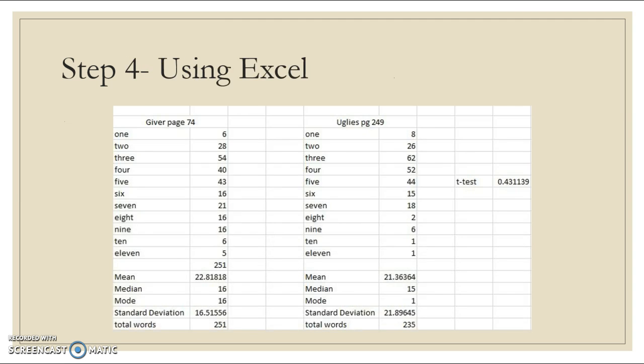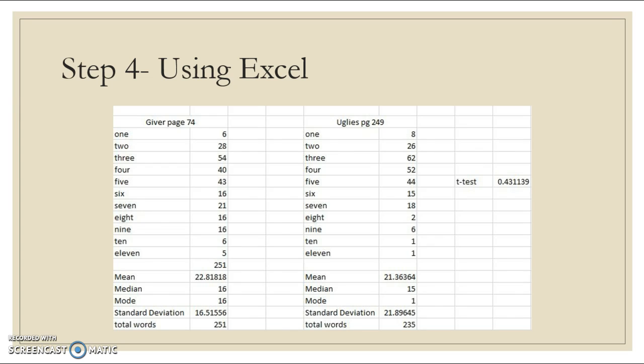So then I used Excel, as you see, to organize all my data. I used a tally sheet when I went through every single page and every single word and tallied up all the totals. And here they are, all nice and organized. And so through Excel, as you see, I was able to do the mean, median, and mode and the standard deviation. And I also ran a t-test on them.